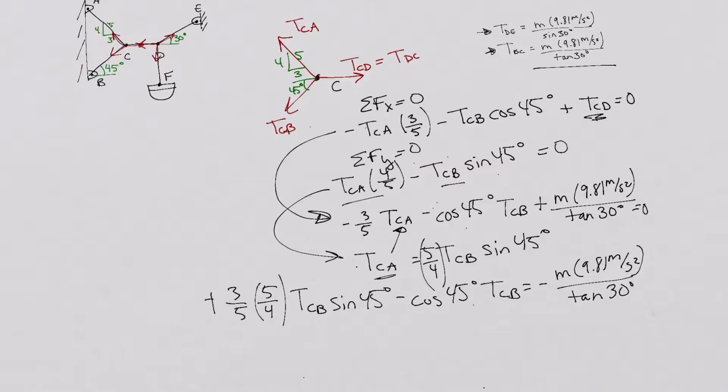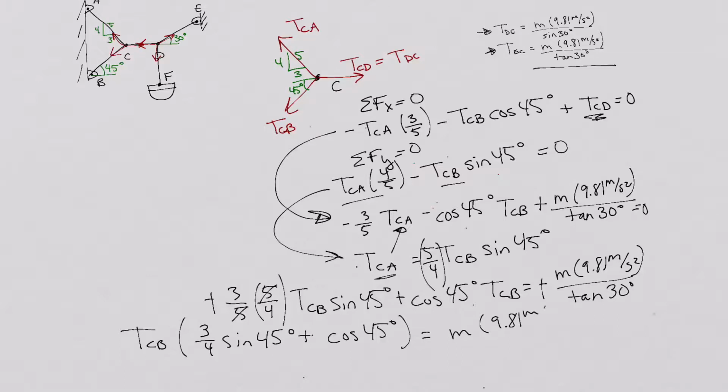They're all negative, so I'm just going to go through, make them all positive. So now we can do TCB in terms of just the mass. So TCB times, let's see, 3 over 4 sine of 45 degrees plus cosine 45 degrees equals m times 9.81 meters per second squared divided by tangent of 30 degrees.